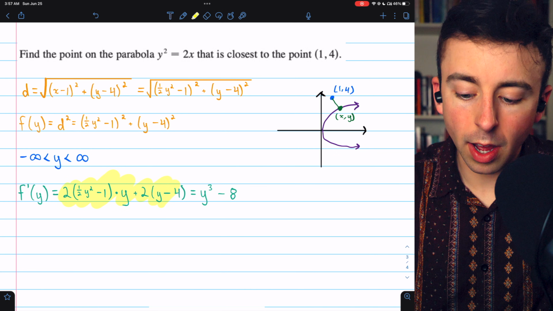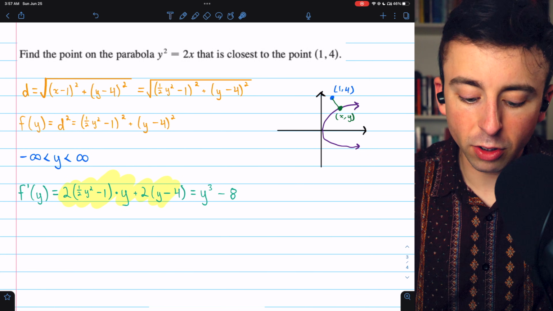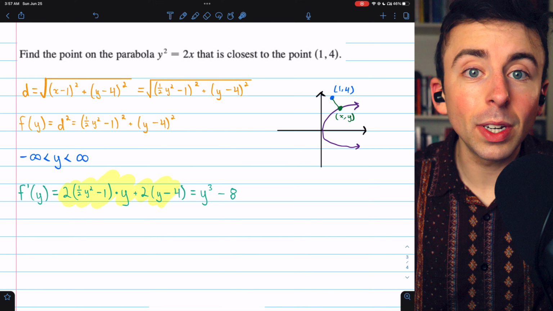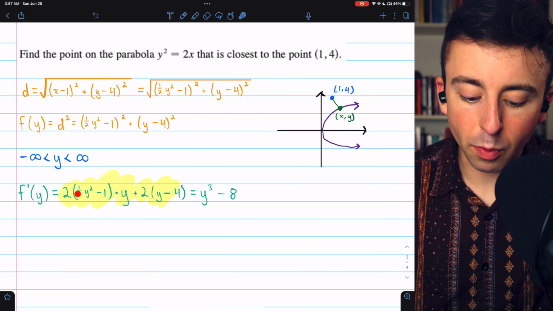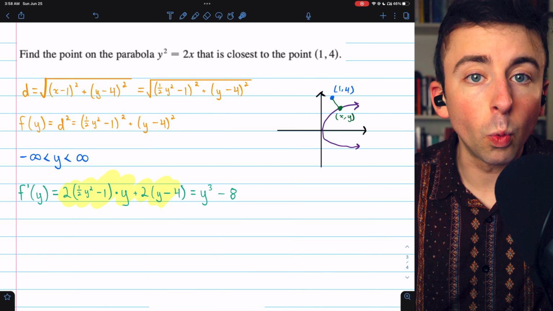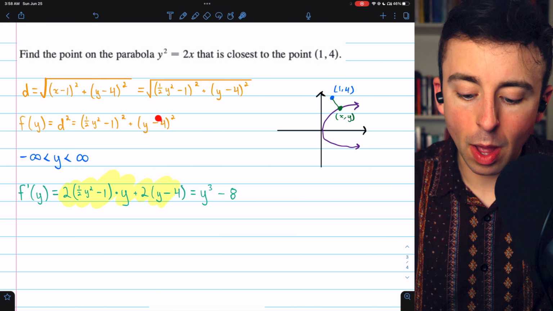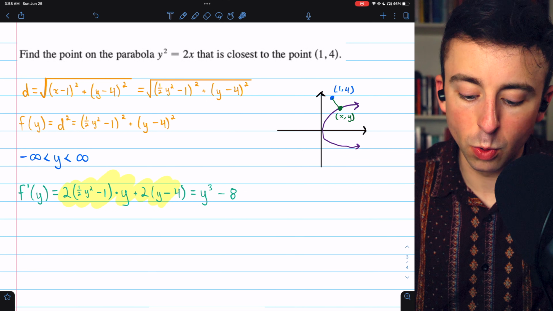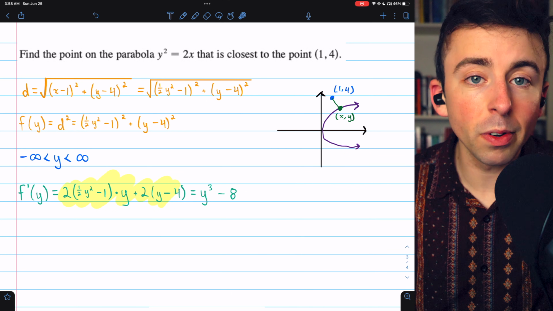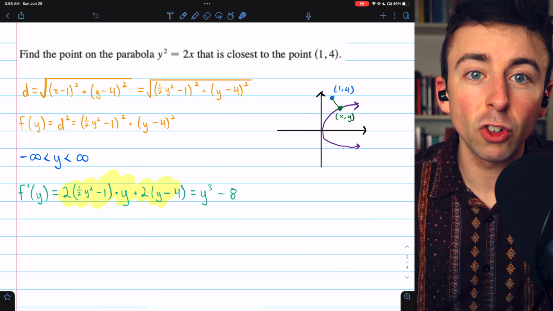The derivative of a thing squared is just 2 times that thing. But then we need to multiply by the derivative of the inside function. The derivative of 1/2 y squared is just y. Then the derivative of y minus 4 squared is similar. The derivative of a thing squared is 2 times the thing, multiplied by the derivative of the inside function. In this case, that's just 1.